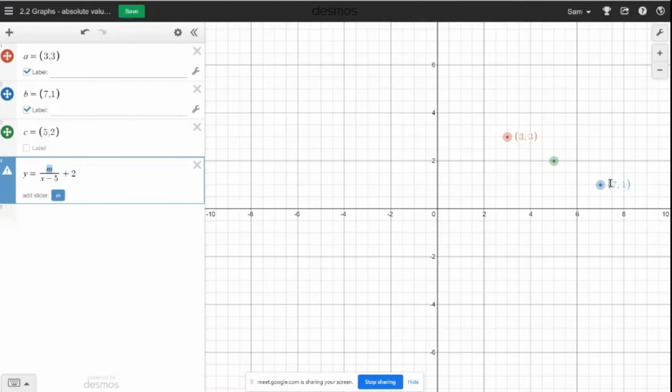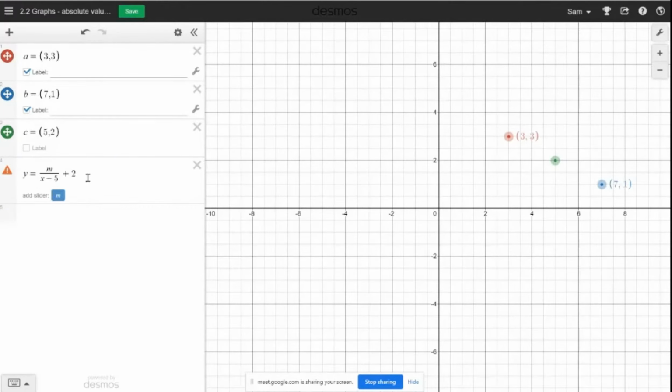To do that, we substitute in one of our values, such as (7, 1). Y is 1, x is 7. 7 minus 5 is 2. Take away 2 from both sides, so that becomes minus 1. Now we'll multiply both sides by 2. m equals minus 2.